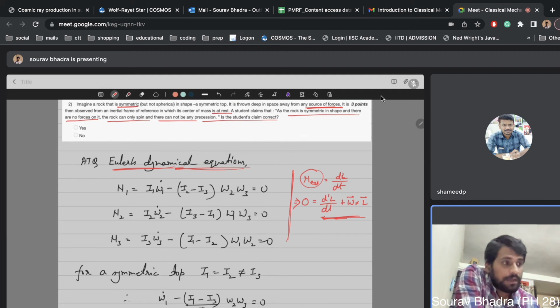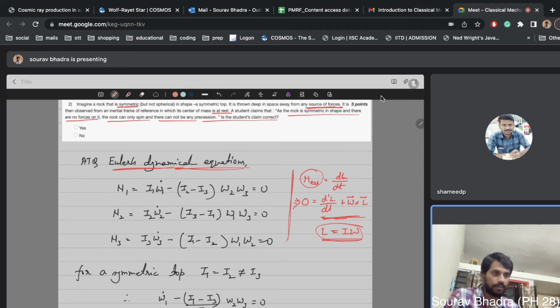Okay, and L can be written in terms of I omega. It can be written so only if we consider the principal moments of inertia. L is proportional to omega only when we are considering the principal axes. So we are considering the principal axes, and omega 1, omega 2, omega 3 are the angular velocities along those principal axes. And the principal moments of inertia are I1, I2 and I3.